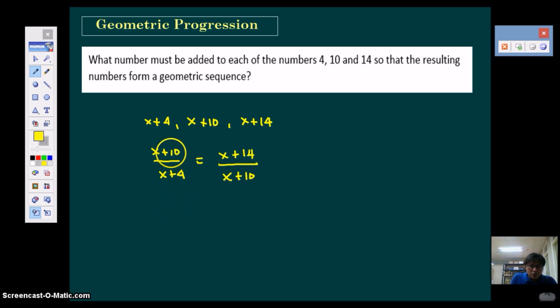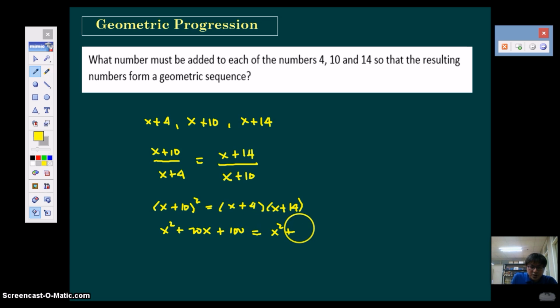So solving this equation, you get (x plus 10) squared equal to (x plus 4) times (x plus 14). So this would be x squared plus 20x plus 100 equal to x squared plus 18x plus 56. So x squared will cancel out. Then 2x is equal to 56 minus 100, or negative 44. Then x is equal to negative 22.